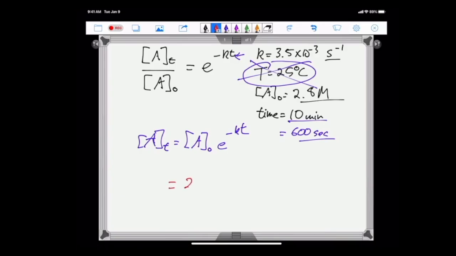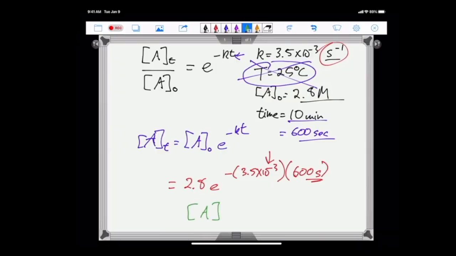So 2.8 e to the minus 3.5 times 10 to the minus 3 and 600 seconds. Again, the reason we're using seconds is that the units on a rate constant are in seconds, so you have to match your time units appropriately. A here, at our time of 10 minutes, should be equal to 0.34 molar.